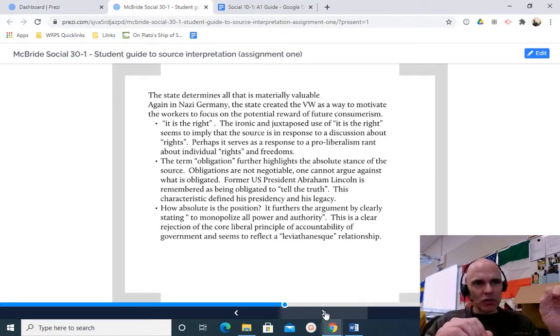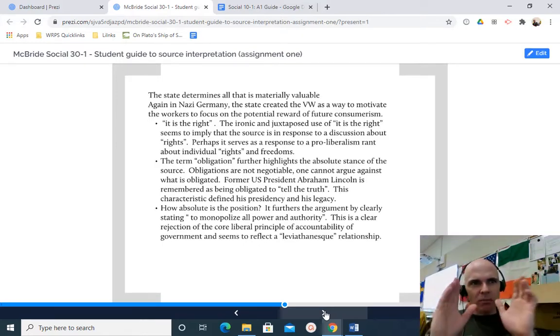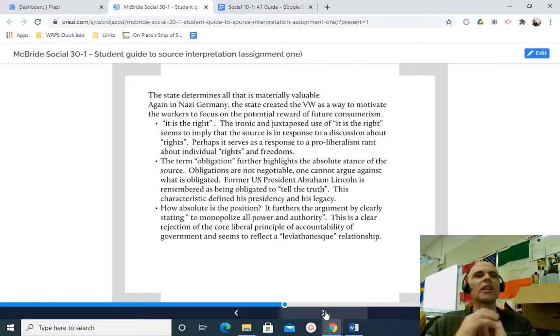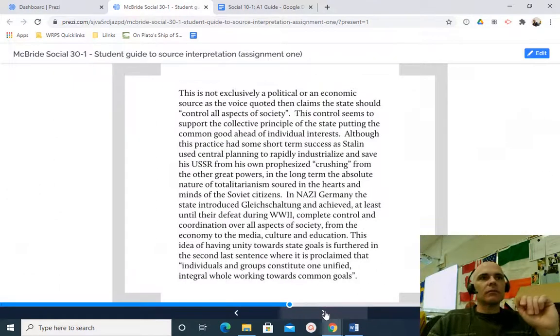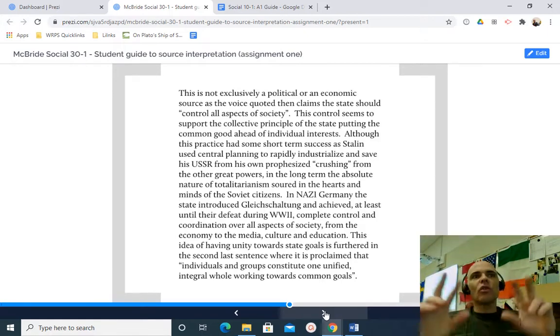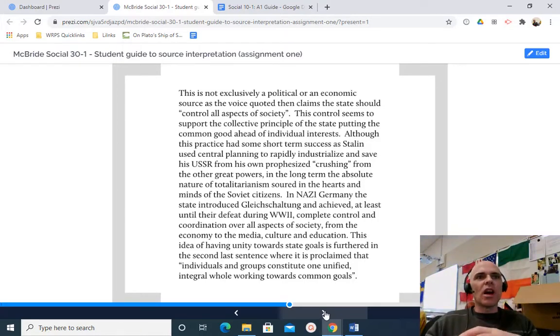How absolute is this position? It furthers the argument by clearly stating to monopolize all power and authority. This is a clear rejection of the core principles of liberalism. Key to that would be a rejection of accountability of government and seems to reflect the Leviathan-esque relationship that Hobbes discusses. This is not exclusively a political or an economic source. As the voice quoted then claims, the state should control all aspects of society. This control seems to support the collective principle of the state putting the common good ahead of individual interests.